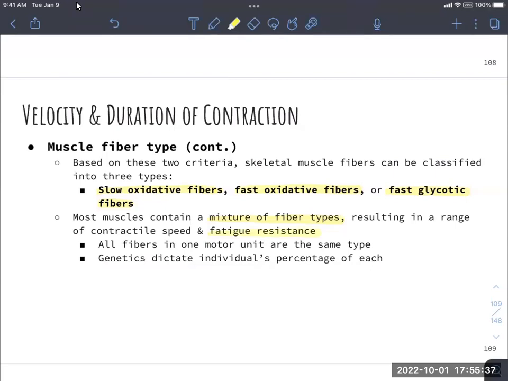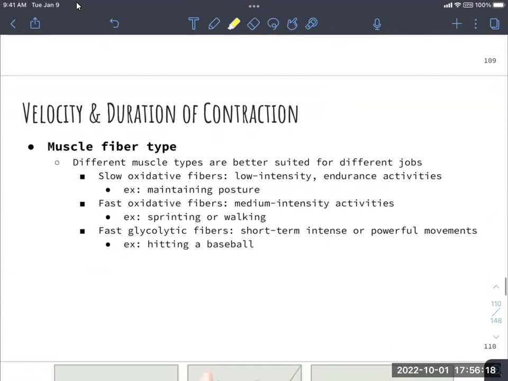But we talked about motor units. That motor unit is all the different fibers that one neuron talks to. They are all the same type of fibers. But in the entire muscle, like your biceps, you're going to have all three muscle or fiber types in, say, your biceps. Of course, your genetics are going to play a role in what kind of fibers, or what percentage of each fiber you have. Genetics plays a role in everything in the body, unfortunately, sometimes.